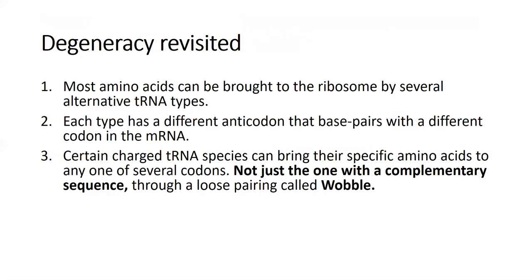So, keeping in mind these points, we can revisit the concept of degeneracy. According to this concept, most amino acids can be brought to the ribosome by several alternative transfer RNA types. Each type has a different anticodon that base pairs with a different codon in the messenger RNA. And certain charged transfer RNA species can bring their specific amino acids to any one of several codons. These transfer RNAs recognize and bind to several alternative codons, not just the one with a complementary sequence, through a loose kind of base pairing at the 3' end of the codon and the 5' end of the anticodon. This loose pairing is called wobble.